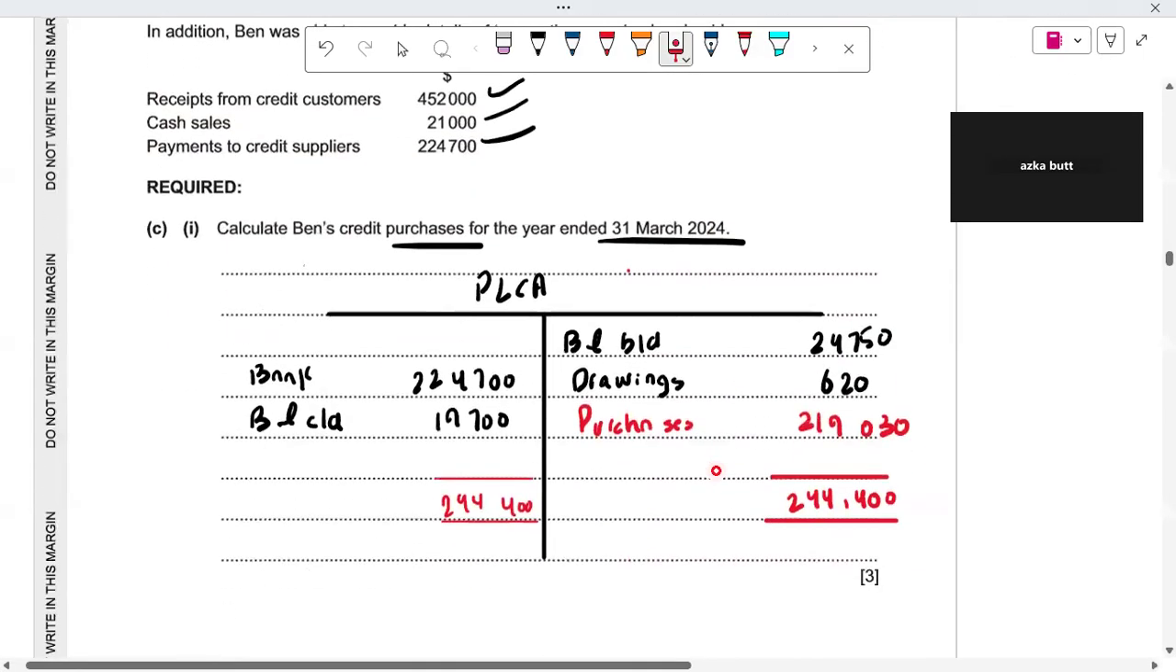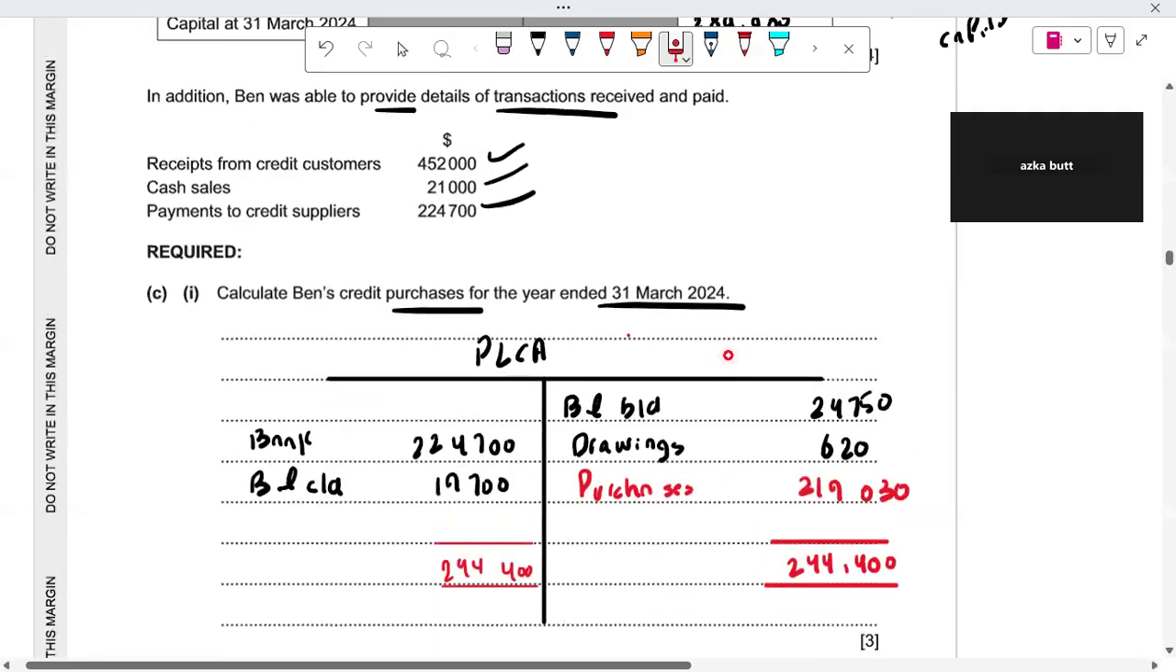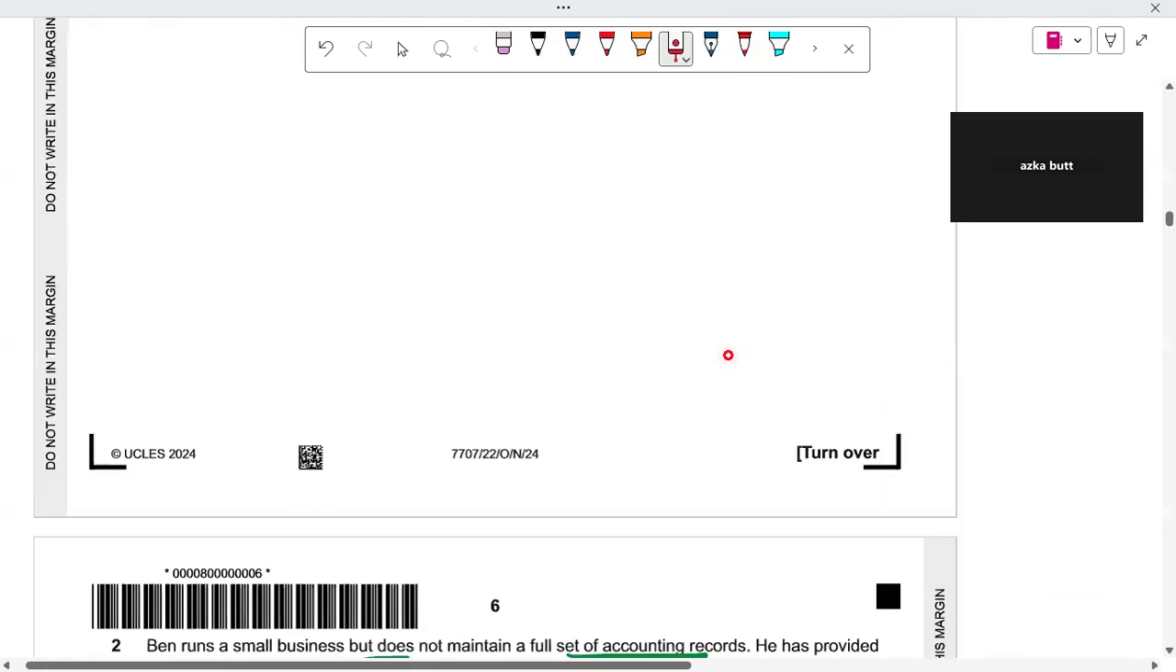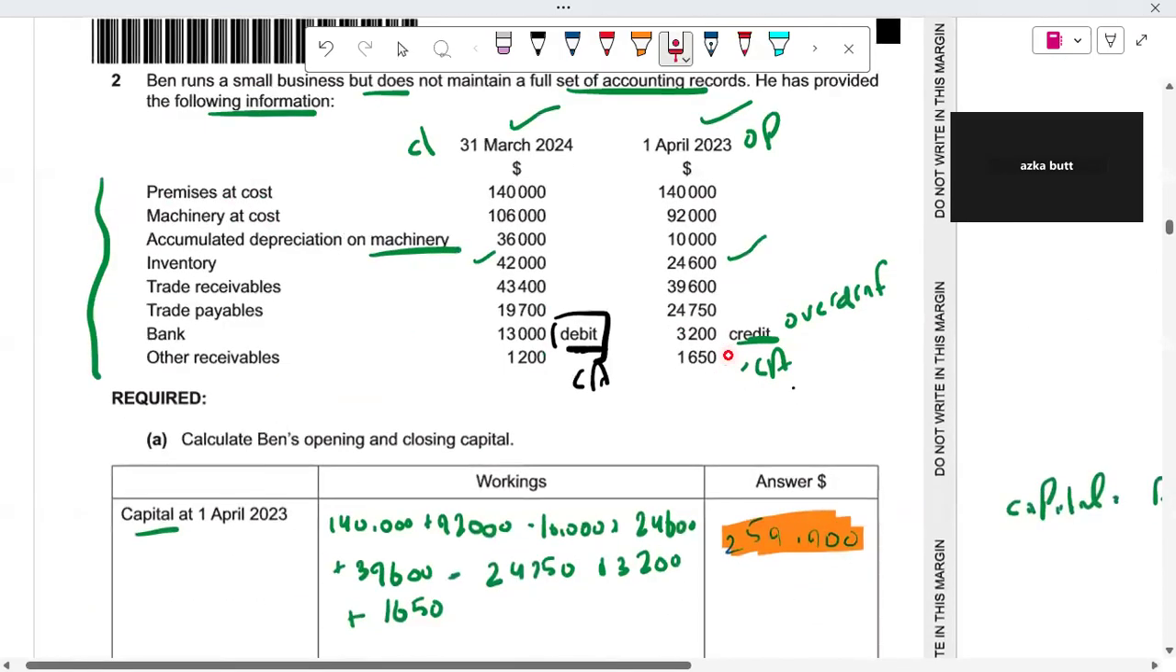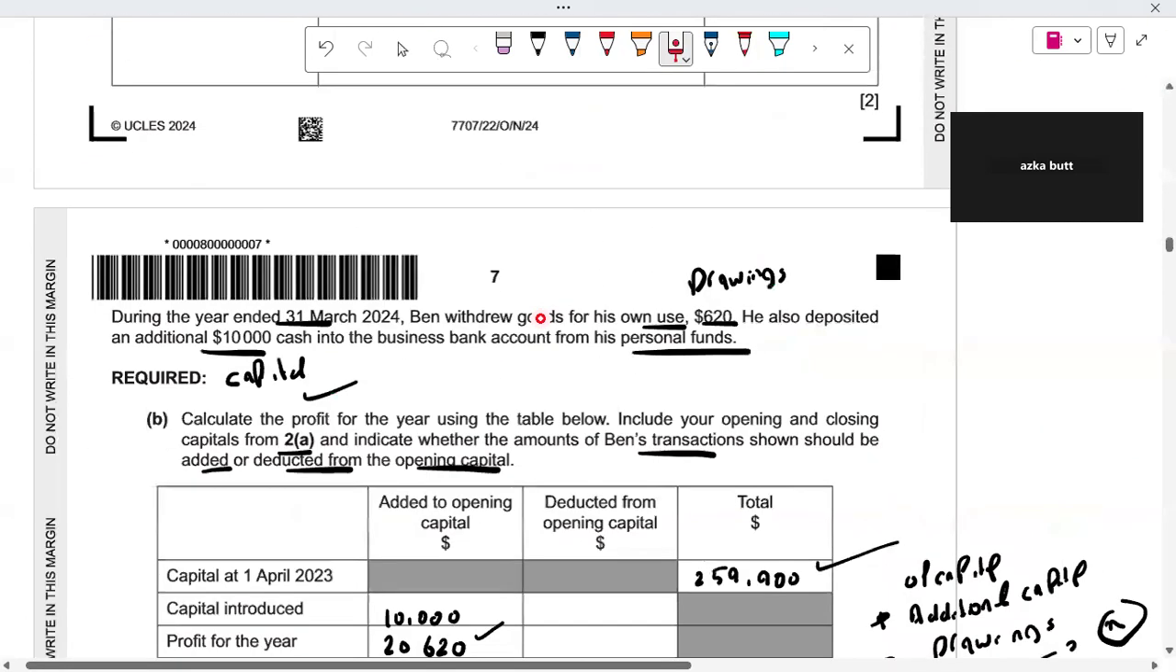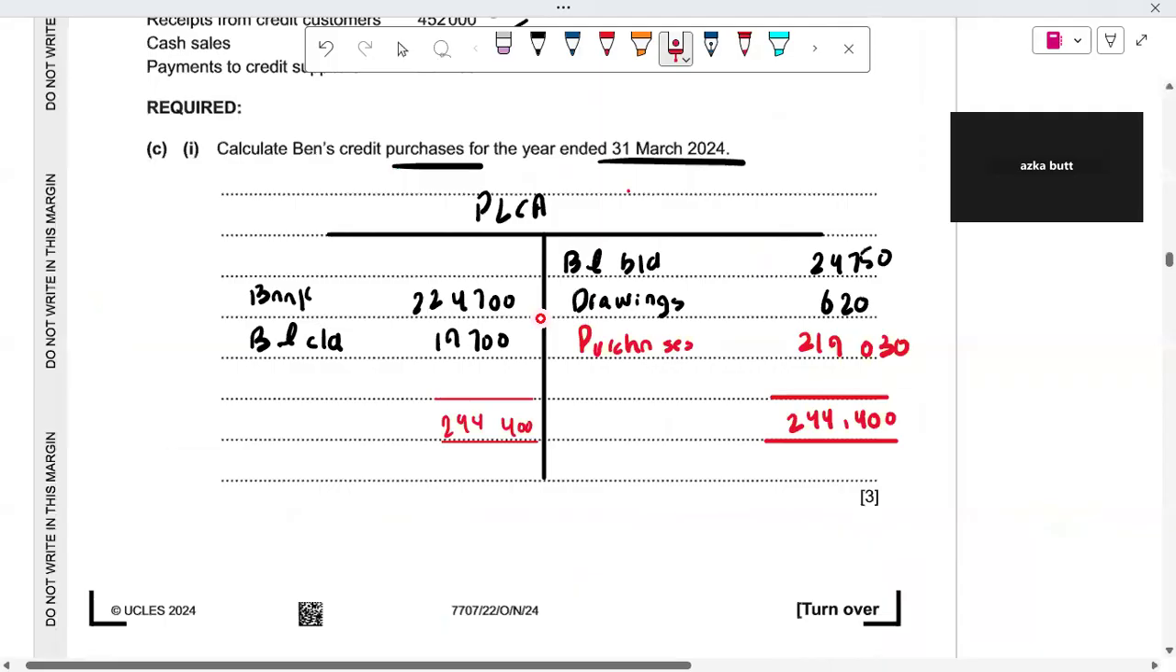So for this, if we want to find out the credit purchases for Ben, we need to prepare the PLCA. We know that the opening balance of the PLCA will come under the credit side. Where did I get the opening balance of the PLCA? As you can see, here we have information on the trade payables. This is the opening balance of trade payables, like the PLCA, and this is the closing balance.